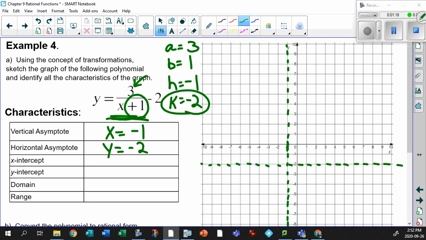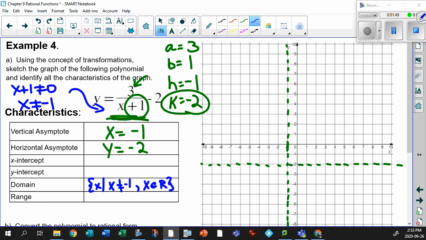You can even do the domain and range at this point, because check this out. If you figure out the non-permissible value here, x plus 1 cannot equal 0, because that's the only portion that is in the denominator. Bringing that over, x cannot equal -1. There you go. So your domain then is all values of x such that x cannot equal -1, and x is an element of R.